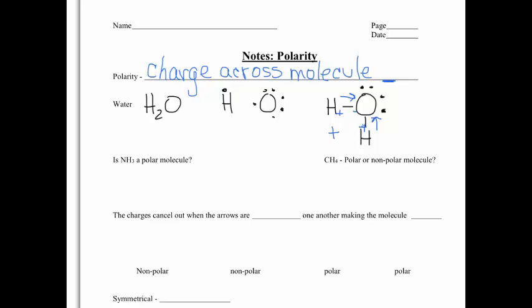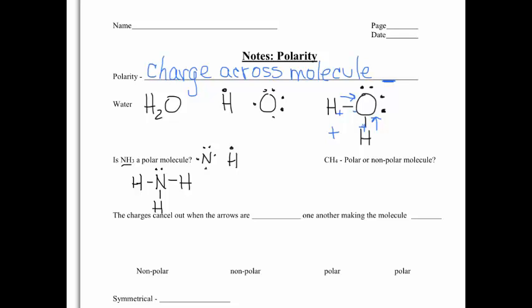Let's look at ammonia next. Ammonia is NH3. Nitrogen has 5 valence electrons. And again, hydrogen has 1. So that means that nitrogen will make 1, 2, 3 bonds, and hydrogen will make just 1. That is why we have 3 hydrogen atoms for every nitrogen atom in a molecule of ammonia. So it looks like this.